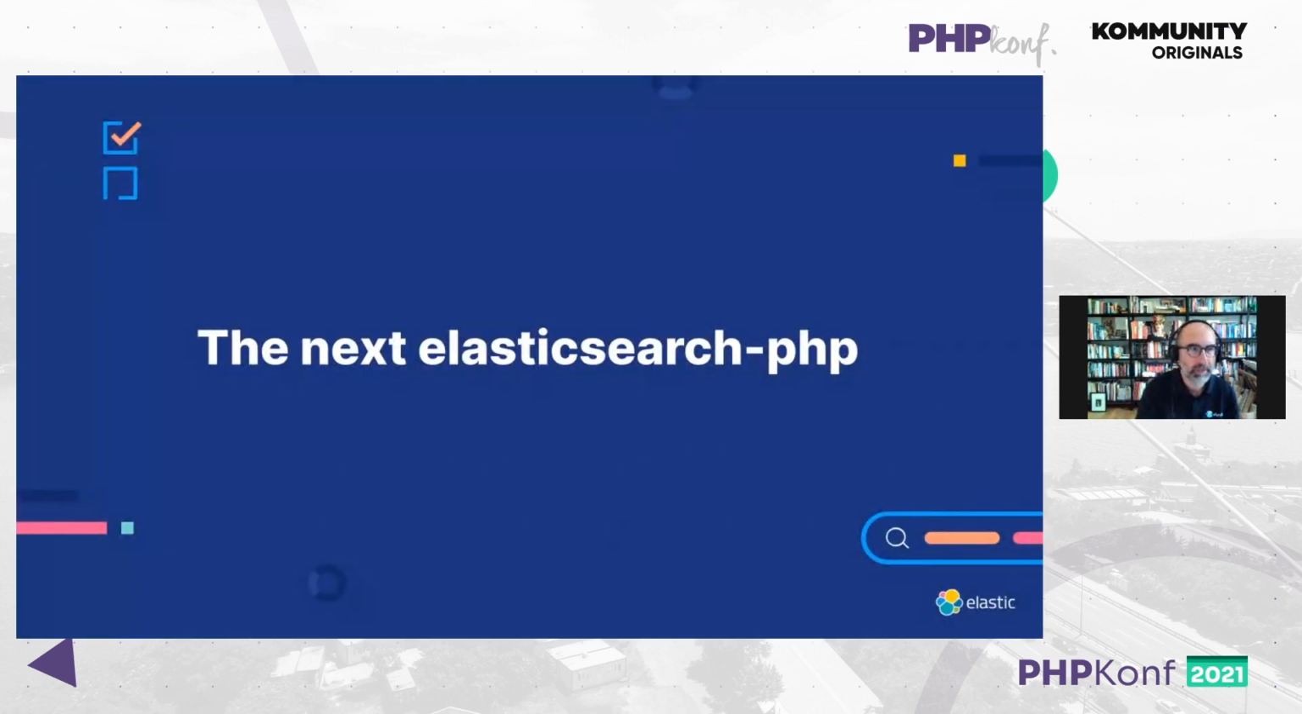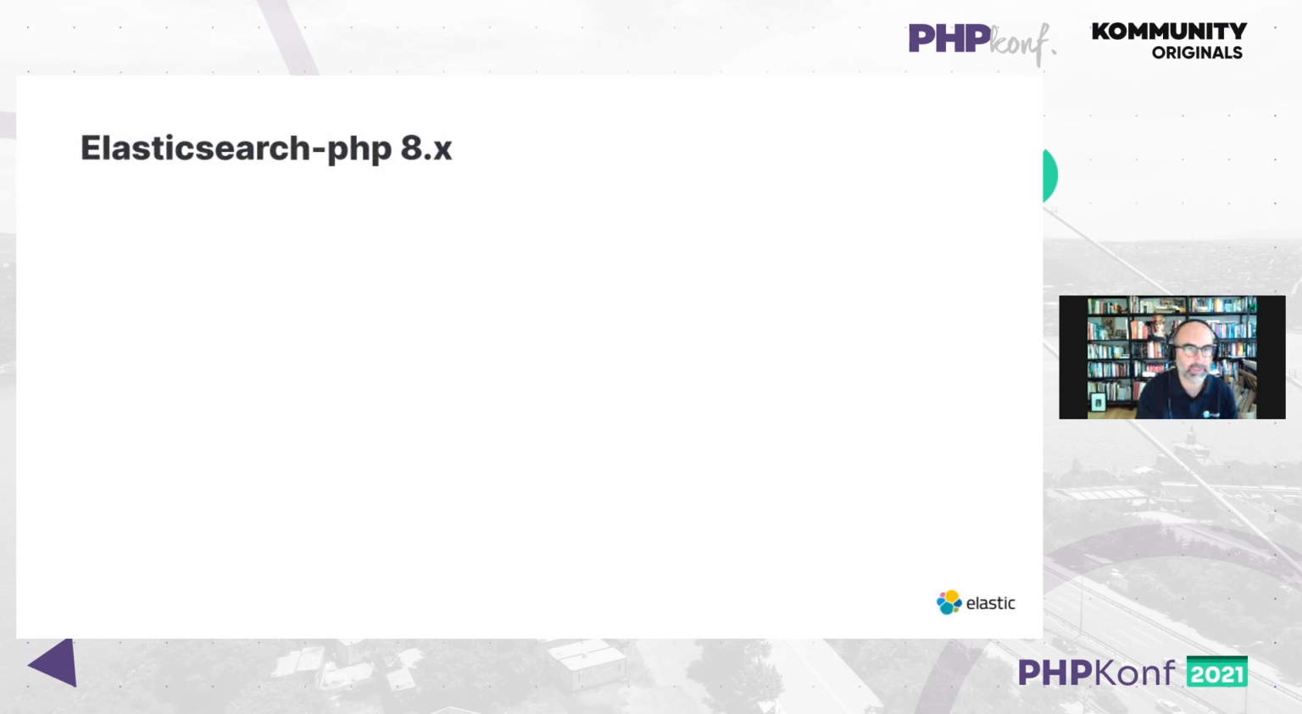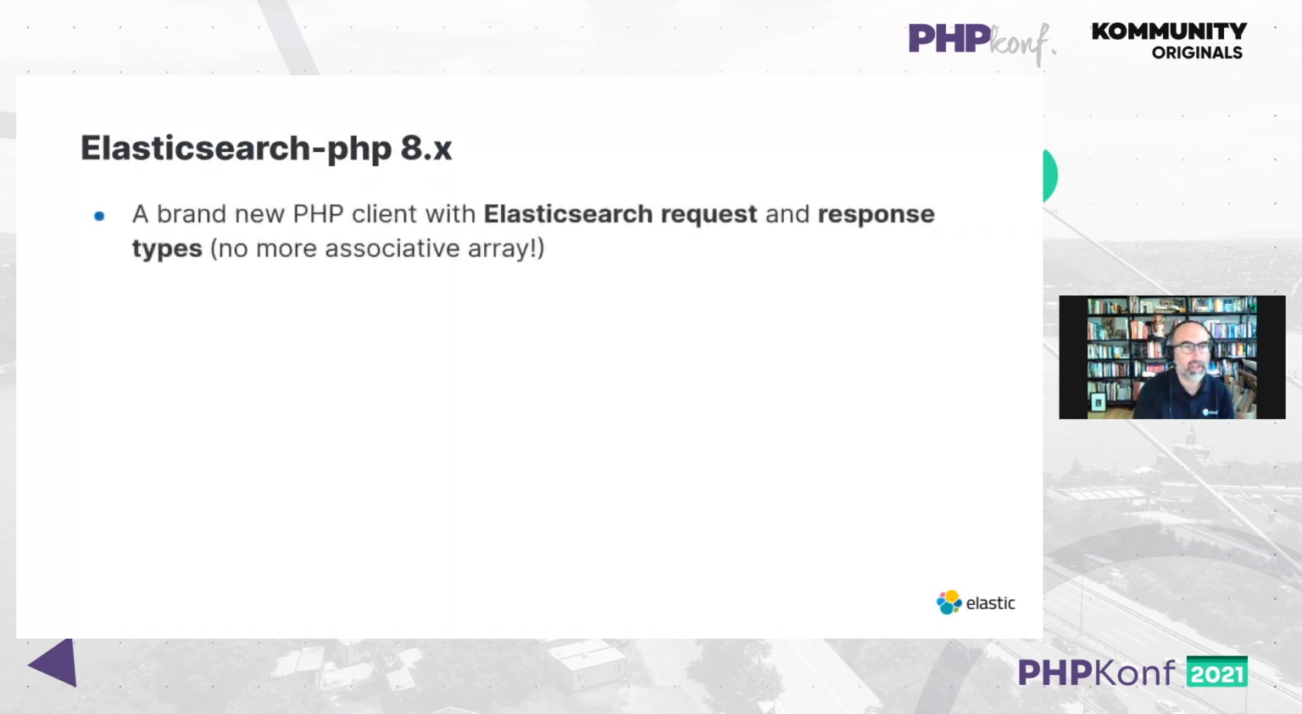Okay, let's finish my presentation by talking about the future. So what we are going to do for the next major release of Elasticsearch-php, that will be version 8. So the goal is to have a completely new client, a brand new client with Elasticsearch request and response types. So basically, what we are doing is collecting all the possible responses from Elasticsearch and creating the specific types, the specific classes, in order to have a typed client for Elasticsearch in PHP. So no more associative arrays. This is very cool because basically you can leverage auto-completion. So you will not need to read documentation to understand where the results are.